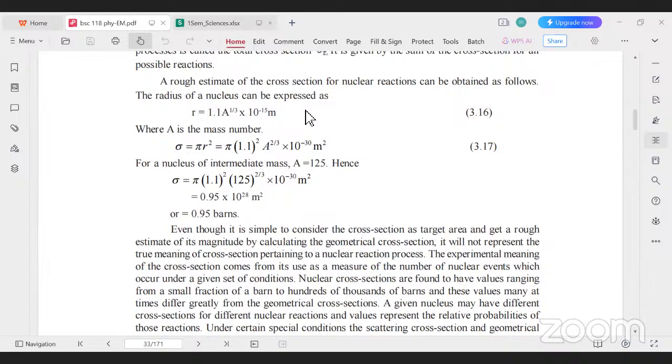So it will not represent the true meaning of cross section pertaining to a nuclear reaction process. We are assuming that we are doing this. Got it? Good. Please ask, no problem, so it will be clearer to understand.